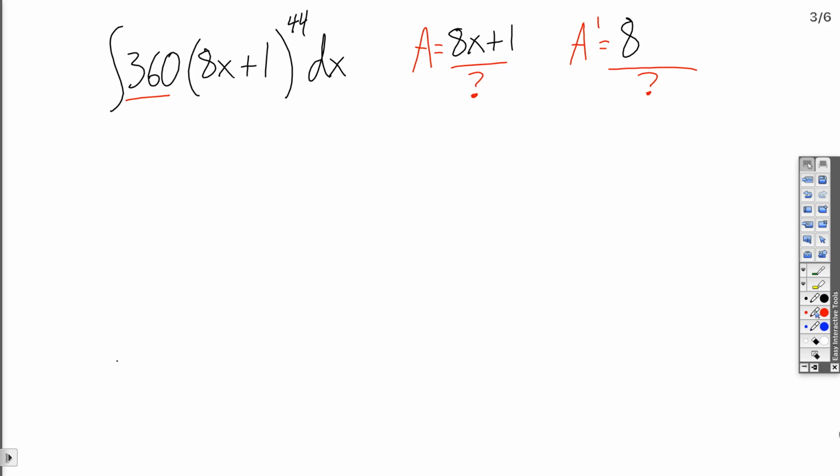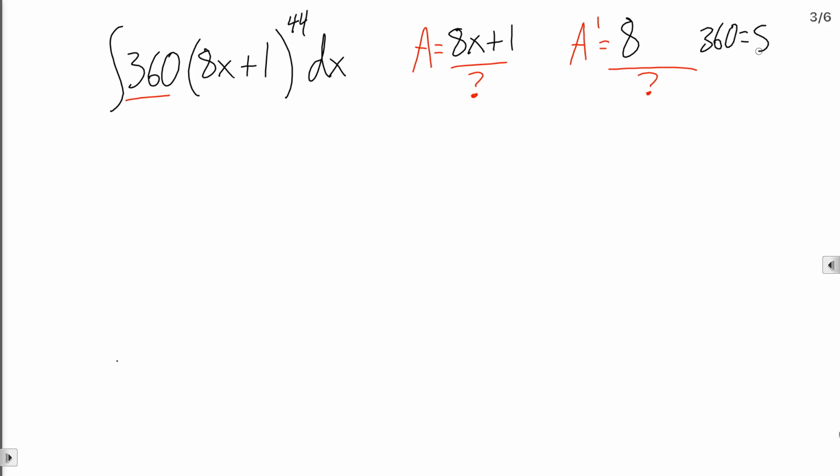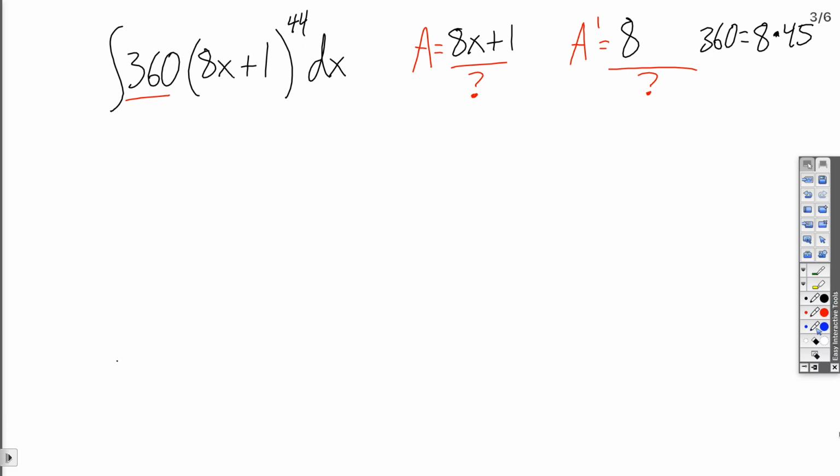360 is not 8, but 360 is a multiple of 8. 360 is 8 times 45. And so that's close enough. These two terms, let me underline both terms in red actually, do not need to be perfect A prime. They need to be A and then just a multiple of A prime. Obviously, if we made 360 the A, the derivative is 0. 8x plus 1 is nothing like 0.